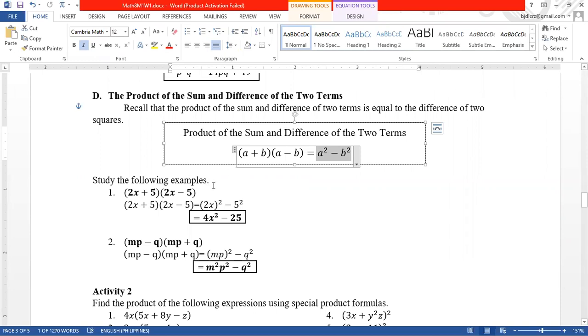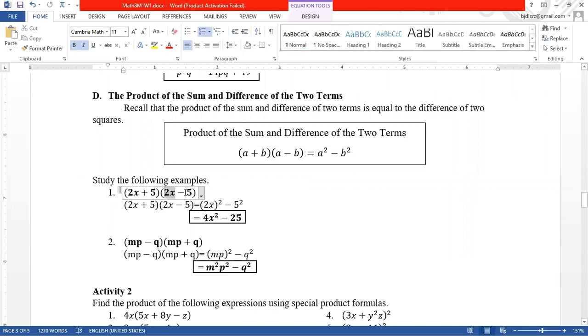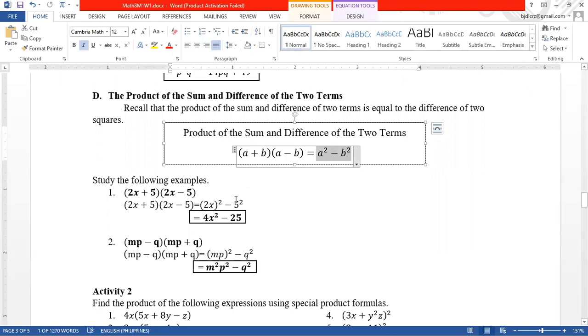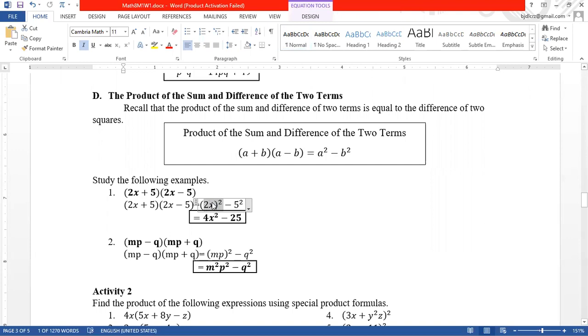So that would be the formula for finding the product of sum and difference of two terms. So study this example. The quantity of 2x plus 5 multiplied to the quantity of 2x minus 5. The same variable, the same number, 2x, 2x, 5, 5, but ang iyaharang sign mo ay naglahi. So, diri na siya sa product of sum and difference. So, it says here that you're going to square the first term and the second term. So, our first term here is 2x. So, we square na to si 2x. We've come up to an answer which is 4x squared. Okay, 2 raised to the power of 2 or 2 times 2 is 4. And x times x is x squared.